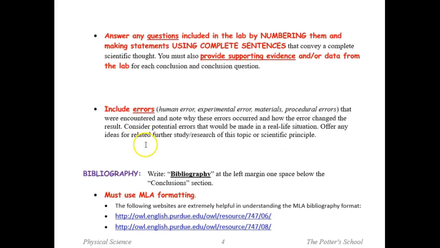The last section of the conclusions are to include errors, which would be human error, experimental error, materials you didn't have or had that you had to change, procedural errors that were encountered. Note why these errors occurred and how the error changed the result. Consider potential errors that would be made in a real-life situation. Sometimes your lab came out perfect. Well, what kind of errors could have happened? Offer any ideas for further related study and research of this topic or scientific principle, especially if you found an error that, if you corrected it, would make the lab work better.